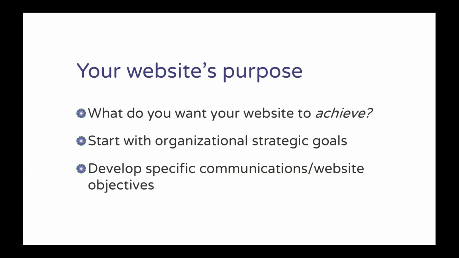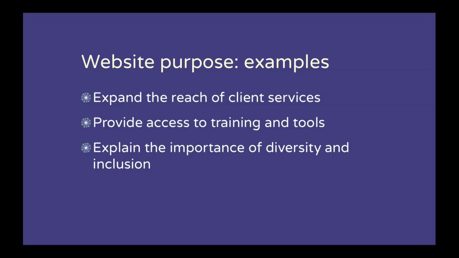So the first set of examples I wanted to show you come from the website purpose section of 3 different website content strategies. So in the case of one client, and I emphasize that I'm cherry picking here because for any of these strategies, they each had a few different objectives, but one objective for one client was to expand the reach of their client services program. An objective for a different organization, among their others, was to provide access to their training and library of tools. And then for another, it was an education-based objective. It was to explain the importance of diversity and inclusion.